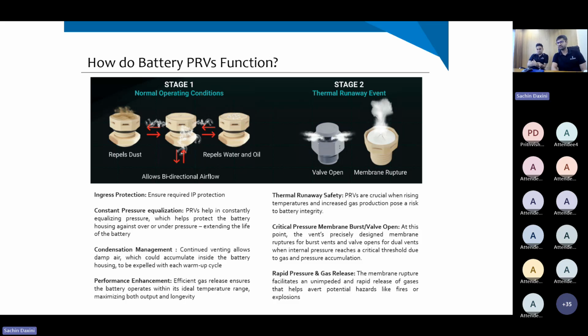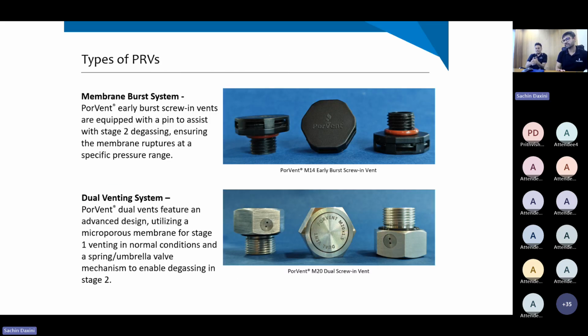And the last part is a rapid gas release. So once these membranes rupture or a valve opens up, it is designed to send out the air in a controlled manner. And these are things that can be discussed at an early stage when the pack is being designed, so that the vent is appropriately sized for the battery pack. Okay, so I'll hand it over to Sachin to take forward the different types of PRVs and the other technologies.